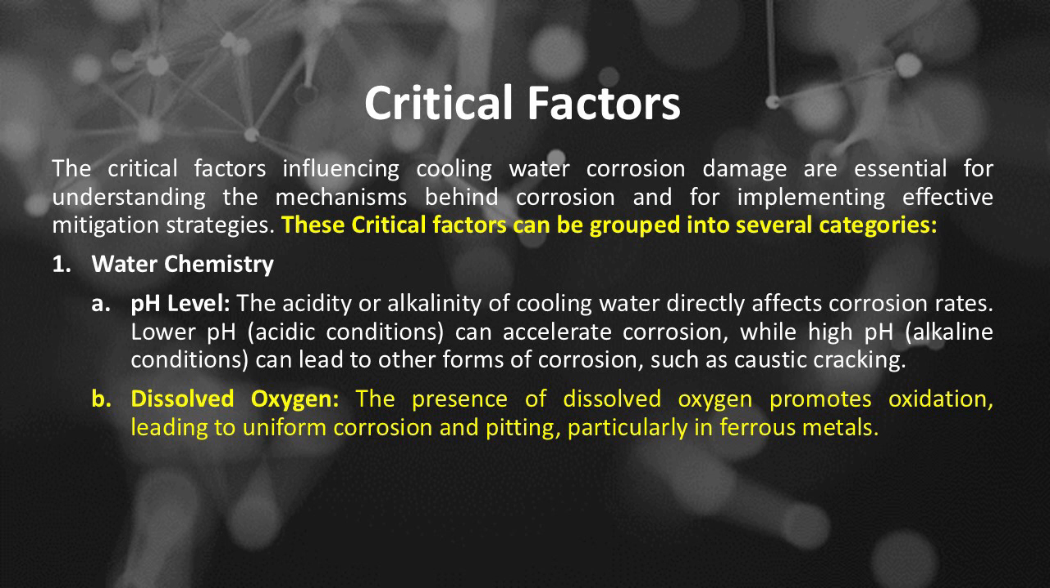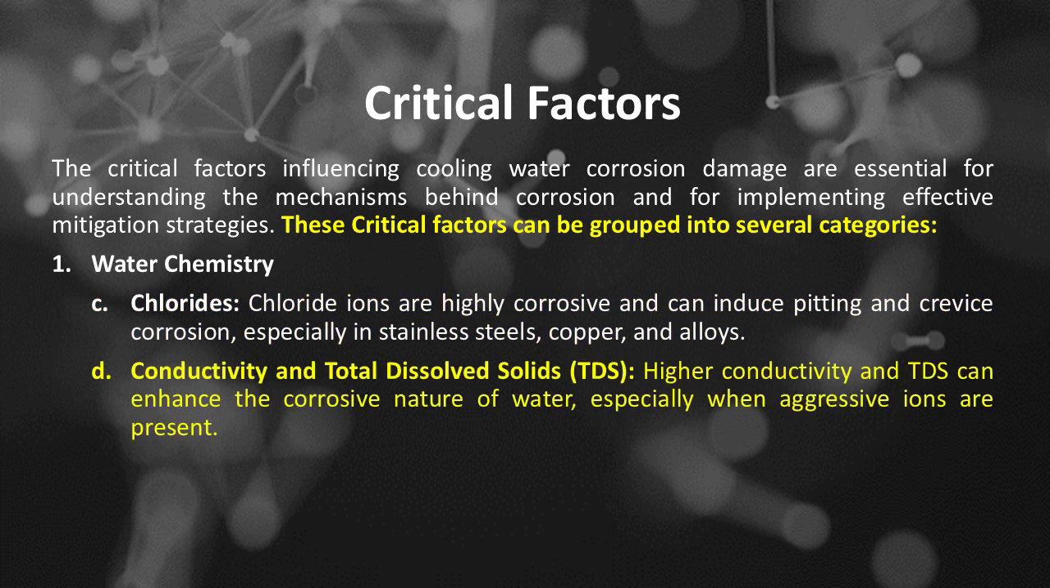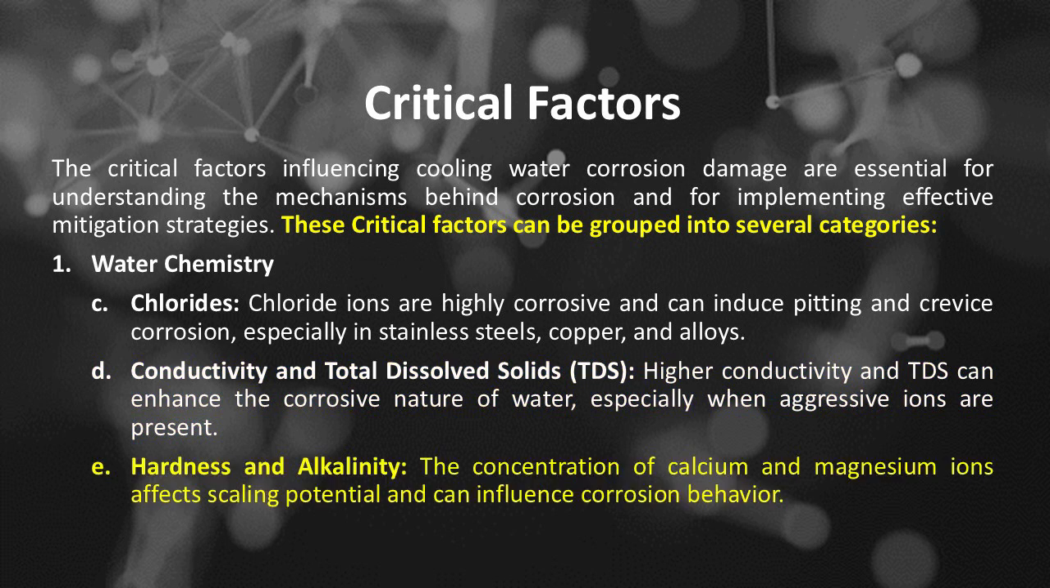Number B of water chemistry is dissolved oxygen. The presence of dissolved oxygen promotes oxidation, leading to uniform corrosion and pitting, particularly in ferrous metals. Number C of water chemistry is chlorides. Chloride ions are highly corrosive and can induce pitting and crevice corrosion, especially in stainless steels, copper, and alloys. Number D of water chemistry is conductivity and total dissolved solids, TDS. Higher conductivity and TDS can enhance the corrosive nature of water, especially when aggressive ions are present. Number E of water chemistry is hardness and alkalinity. The concentration of calcium and magnesium ions affects scaling potential and can influence corrosion behavior.